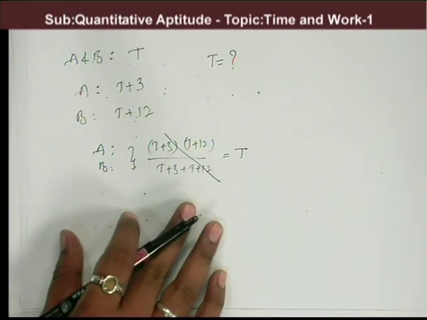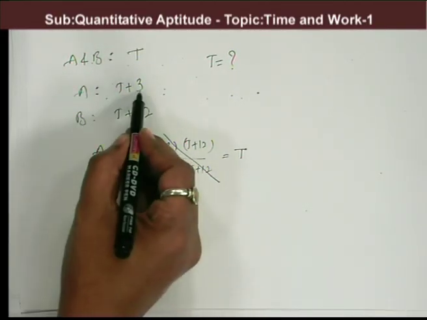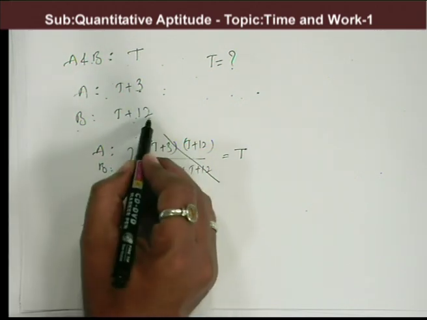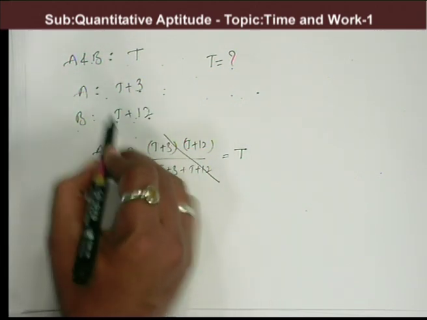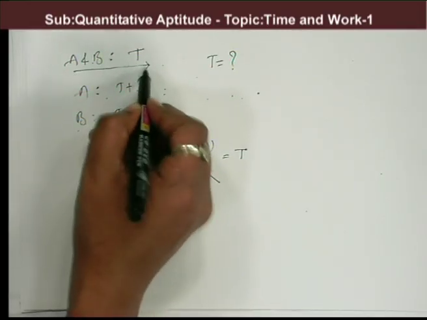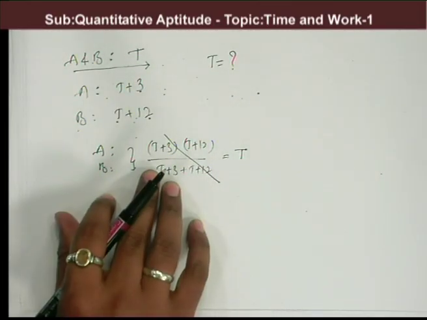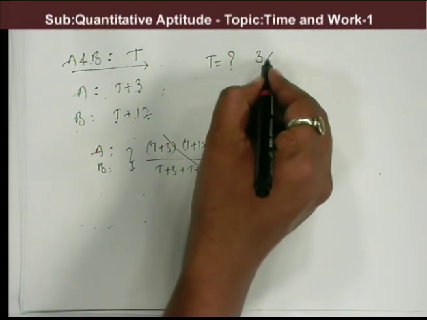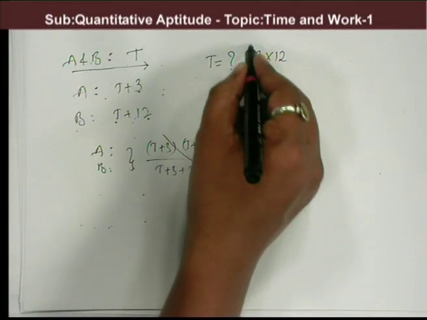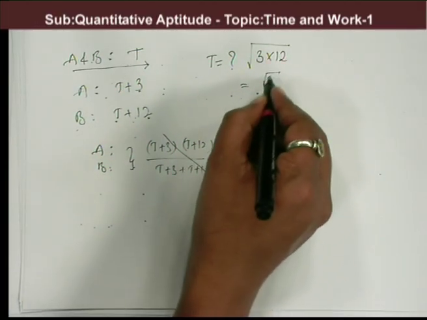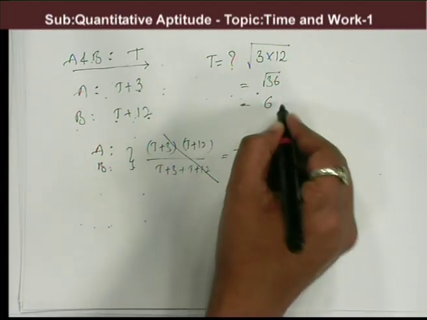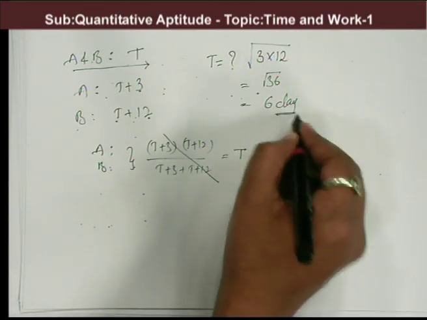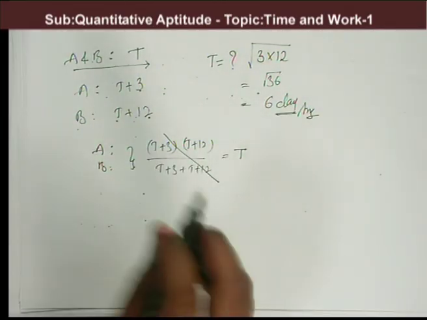Simply remember that A has T plus 3 days, B has T plus 12 days, where the T value is A and B working together. So, what is the T value? The T value is simply the square root of 3 into 12, that is root of 36, so T is 6 days. Simple answer. Is it clear?